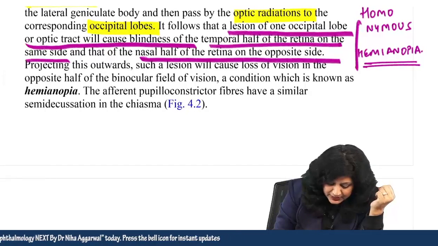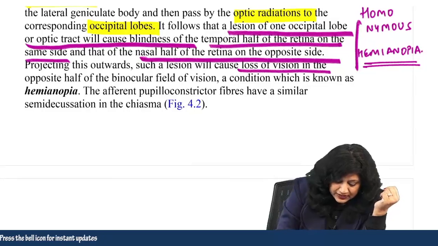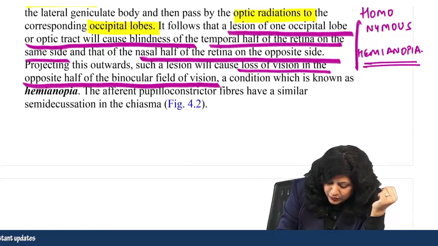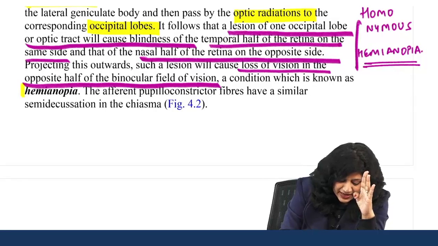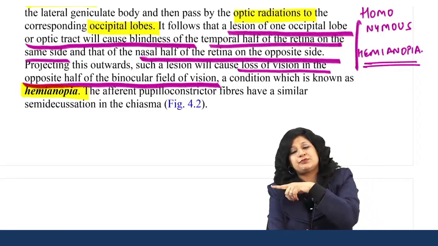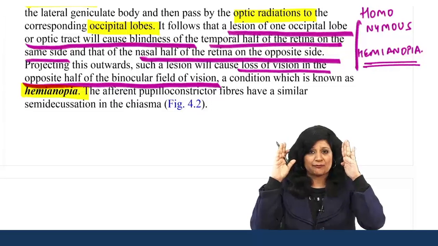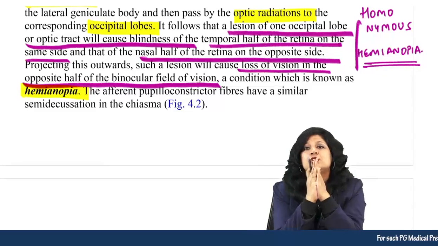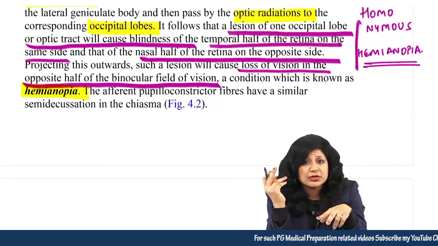So, projecting this outward, such a lesion will cause loss of vision in the opposite half of the binocular field of vision, and we have just half of the fields blind. That is why it is hemianopia. If you have the same half of the fields, then it is homonymous hemianopia. If you have different halves of the fields, like bitemporal or binasal, then it is called heteronymous hemianopia.